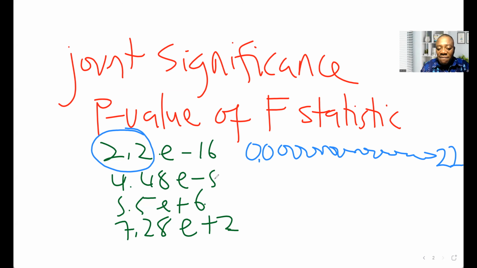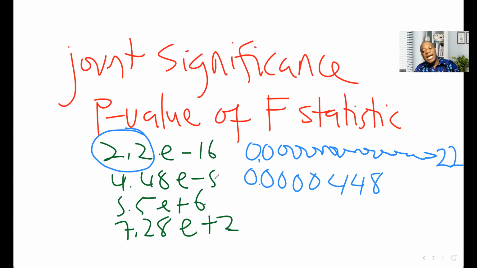Once again, it means that there are 5 zeros. 1, 2, 3, 4, 5. There are 5 zeros before 4, 4, 8. And then after the first zero, you bring a point. So this means that there are 5 zeros like this, or after the point, 4 zeros, before 4, 4, 8. So each time you see some numbers and you see E minus something in front of it, that is what it means. Now, what if the number is not minus, but is plus?